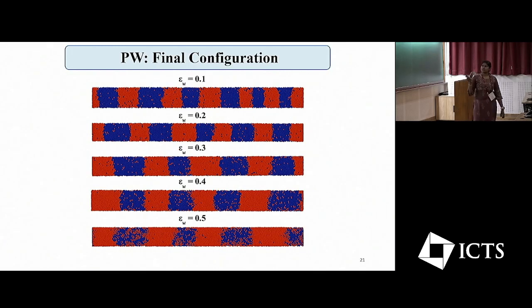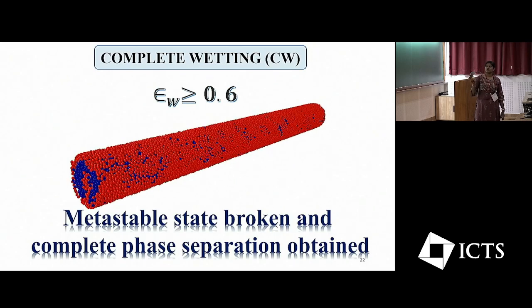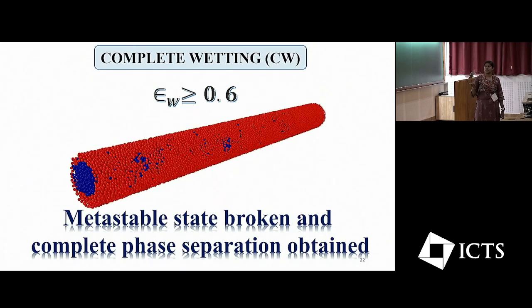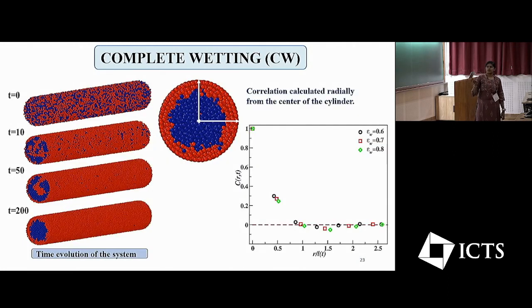So from this domain estimation and the structure factor we calculated, we can analyze that 0.5 is almost the close proximity of the critical transition value. So from the next epsilon onwards, we can see the metastable state is broken and a complete phase separation is obtained in the system. So when we see the time evolution, we can clearly see that the red species is having a surface enrichment, whereas the blue species is completely expelled from the surface.